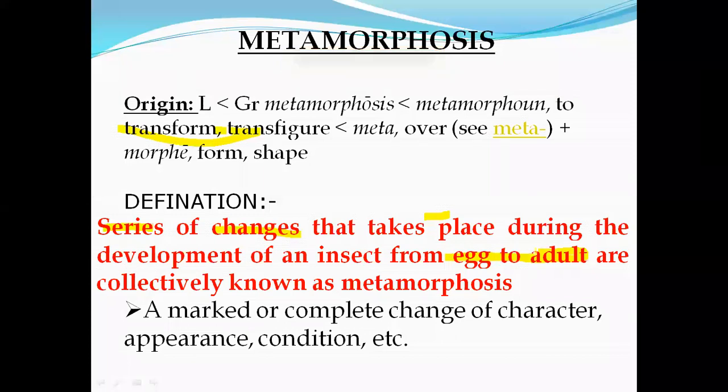It is a marked or complete change of character on the basis of its appearance, shape, size, different conditions, and even external characters. All these different changes occur in an insect, and this whole process is called metamorphosis. Okay, do you understand this concept? Is it understood or not? Give a reply.